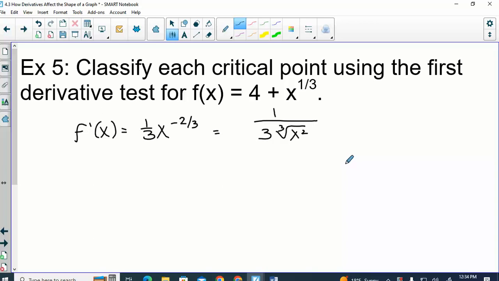No. No, but I do have a critical point because it's undefined where? At 0.